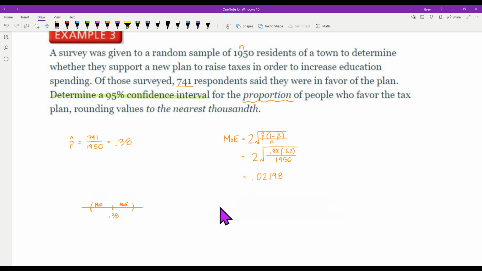When I did that, I rounded, which means those aren't the correct numbers, and this really should be 0.358, and this would be 0.402. So keep that in mind. If you miss it, y'all, it's probably because you rounded to the nearest thousandth before you should have. All right, so keep that in mind.